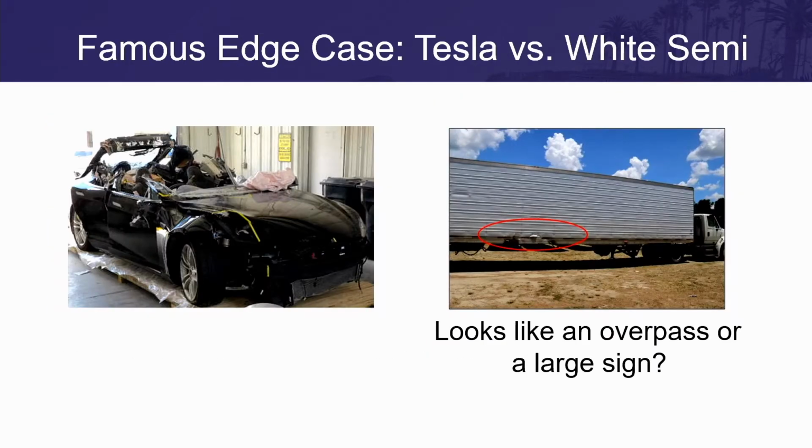And probably the most famous example in the US is this Tesla that took on a white semi. Apparently, and because this happened again in March of 2019, their AI thinks this is either an overpass or a very large sign if it's perfectly perpendicular and white and rectangular. That is a very specific weakness of the Tesla AI.